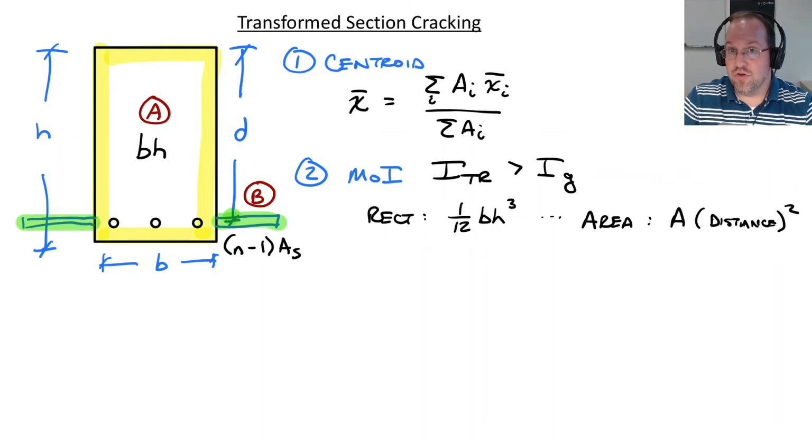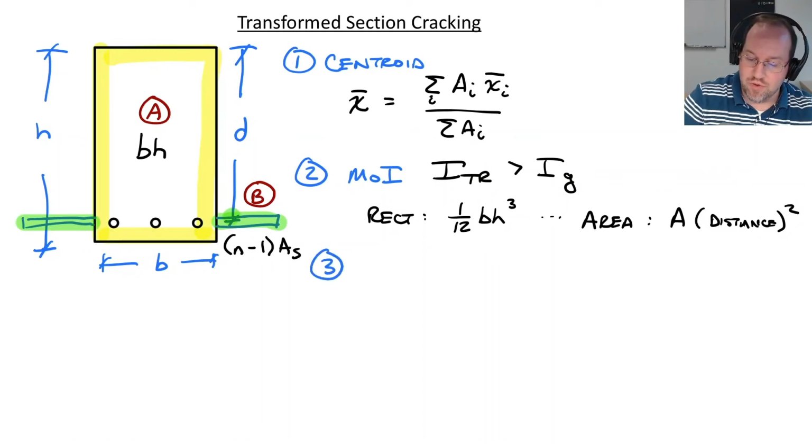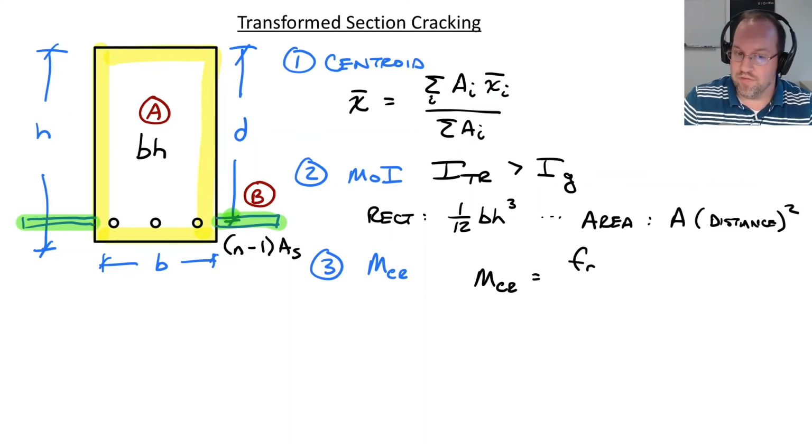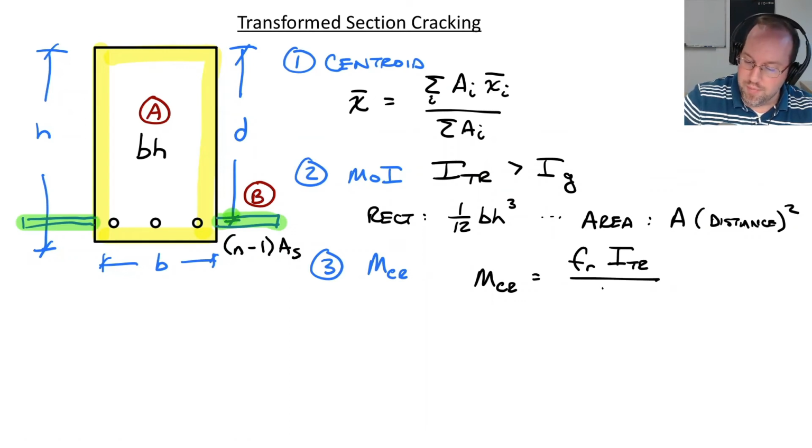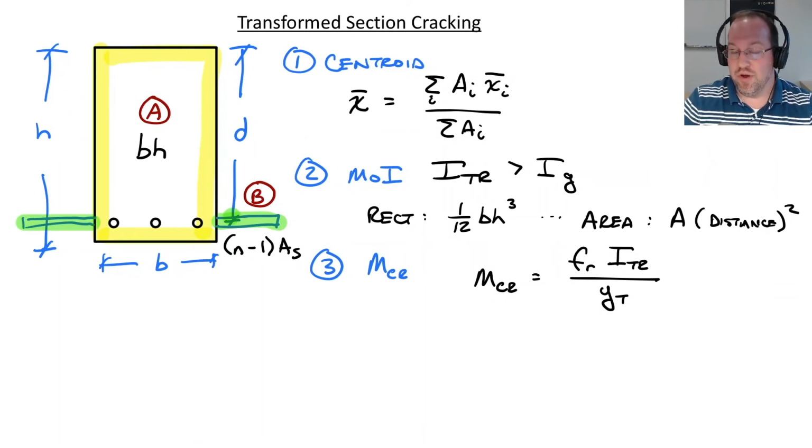Transferring areas to a new centroid is equal to the area multiplied by the distance squared that it's being transferred. Once we have our new moment of inertia, the rest actually works essentially the same. So if I need my cracking moment M sub CR, we're going to find that this uses the same expression that we had seen previously. My cracking moment is FR, which is the same, that's just a property of our concrete, multiplied by I transformed now divided by YT. And remember that YT is the distance from my centroid down to my tensile fiber, but my centroid has moved slightly since the gross case, so that's a different number.